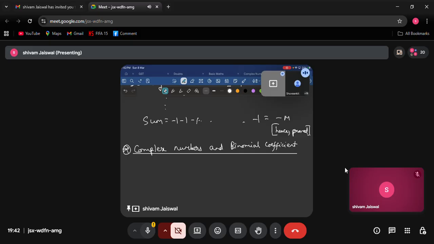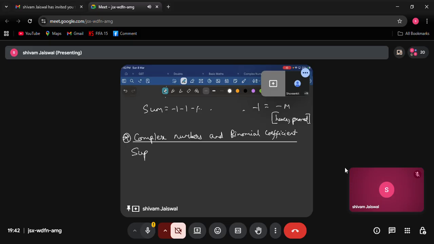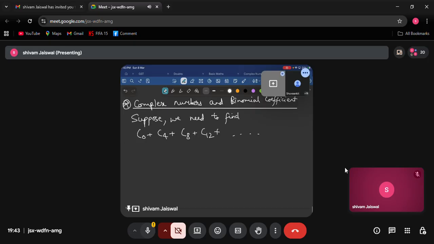So suppose we need to find C0 plus C4 plus C8 plus C12 plus dot dot dot. I need to find the sum of all these binomial coefficients. See, there is a gap of 3 binomial coefficients between two consecutive ones, right? C1, C2, C3. There is a gap of 3. Everywhere three binomial coefficients are missing. So let us start. How can we construct this?